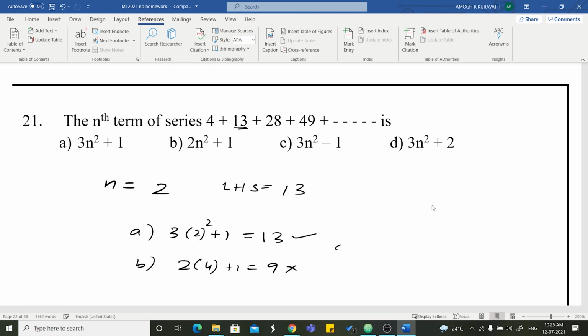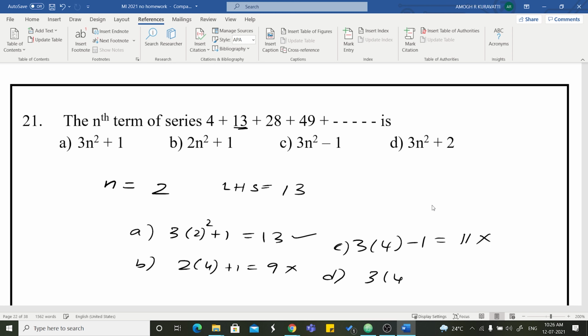Option C, check: 3n square, 3 into 2 square 4, minus 1, 12 minus 1, 11. Wrong. Option D: 3n square is 4 plus 2, 12 plus 2, 14. No. So which one is the right option? Option A. Clear? Please note.